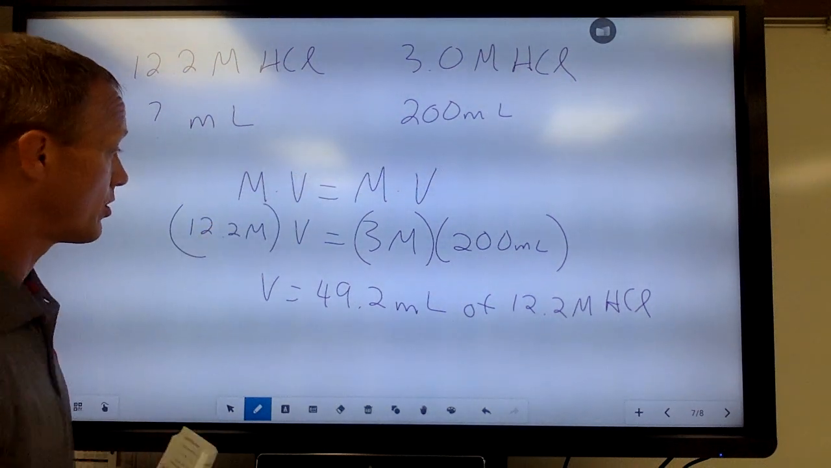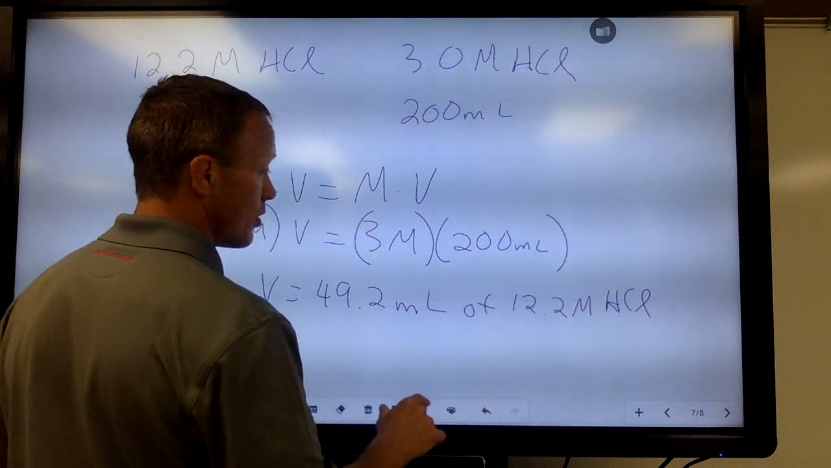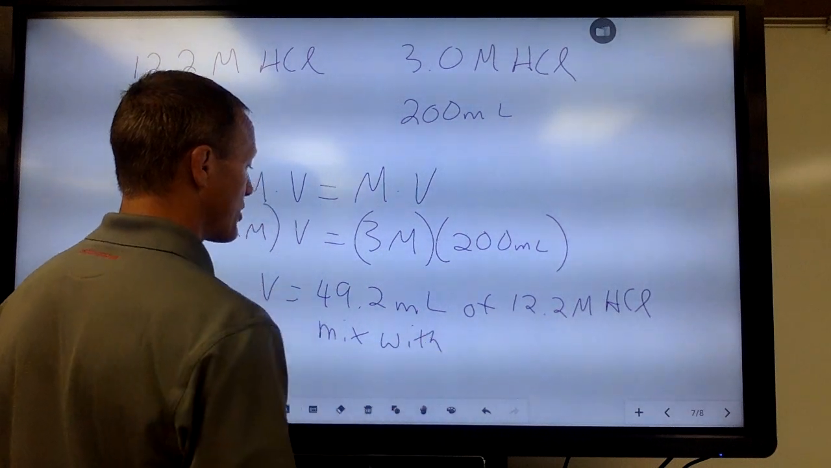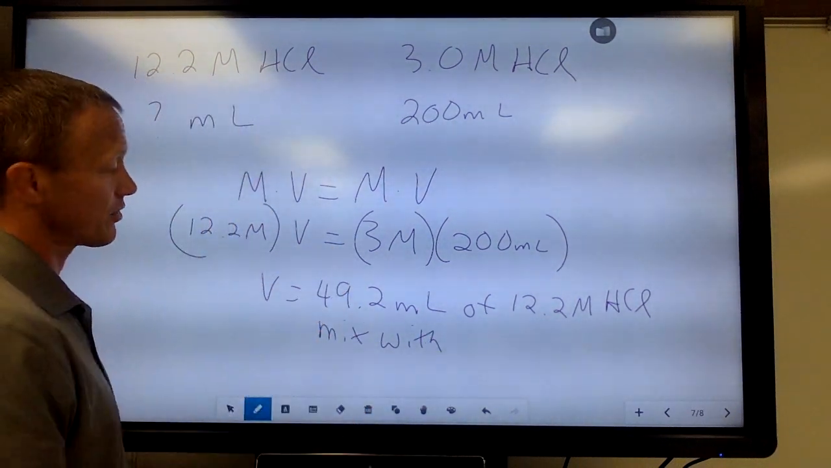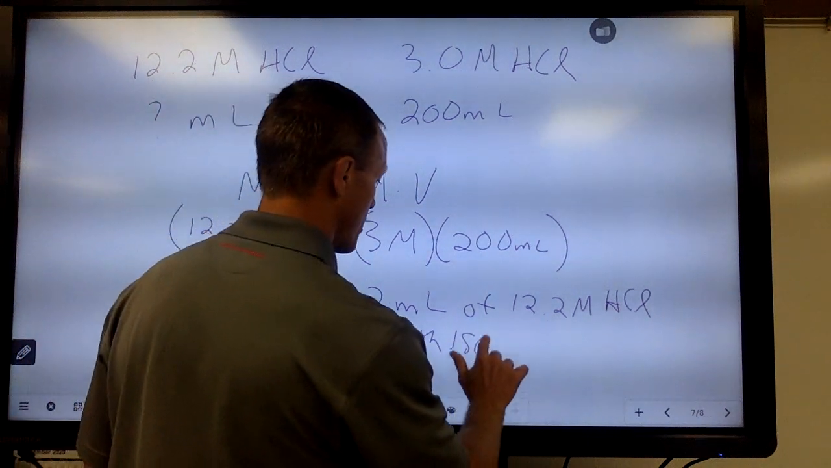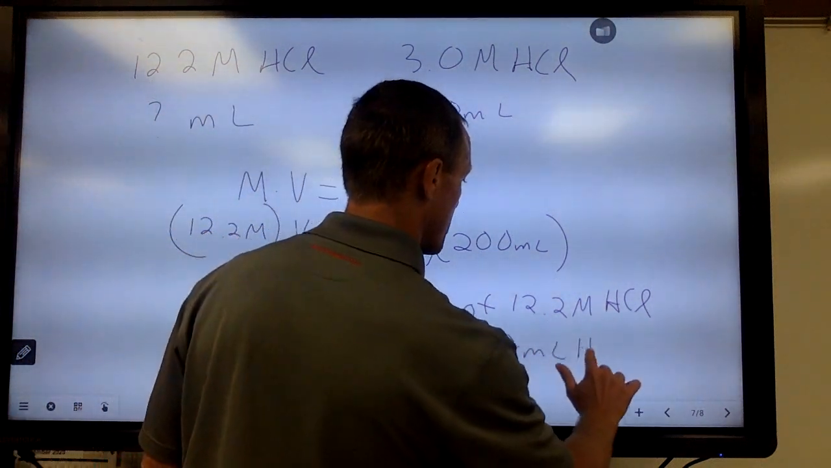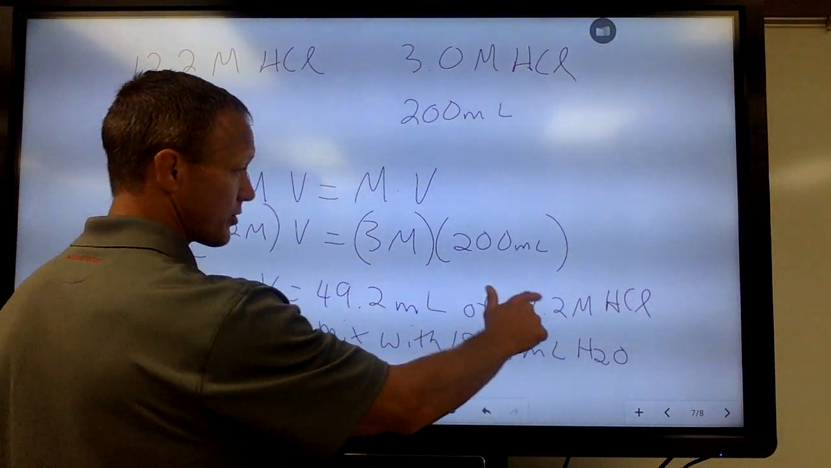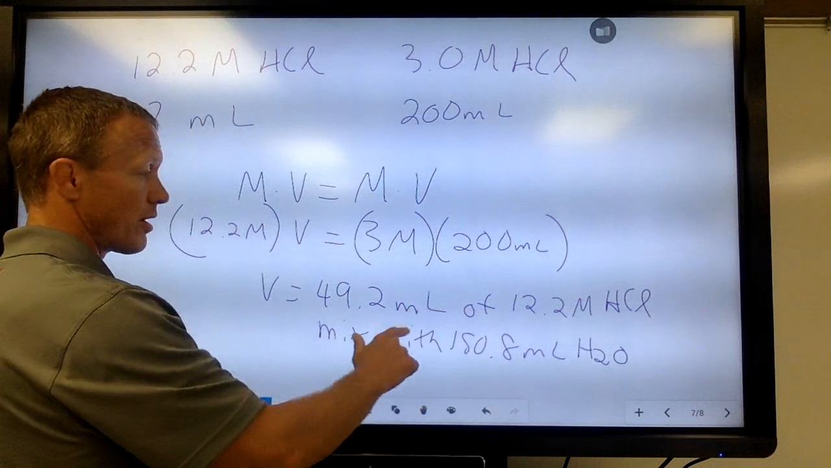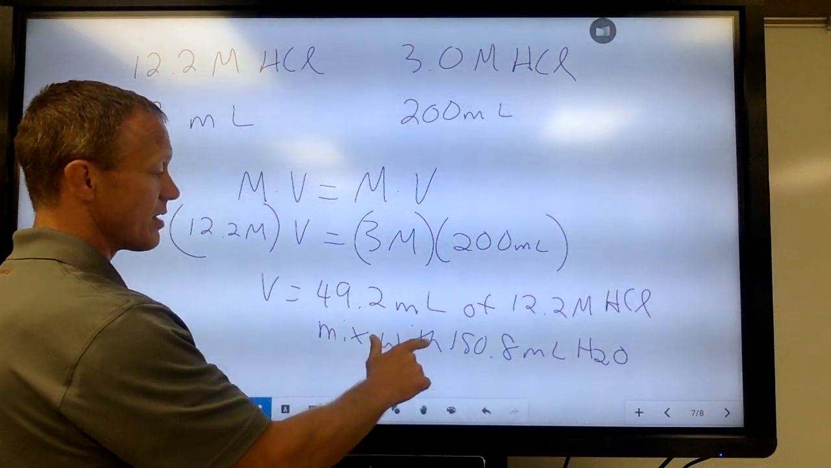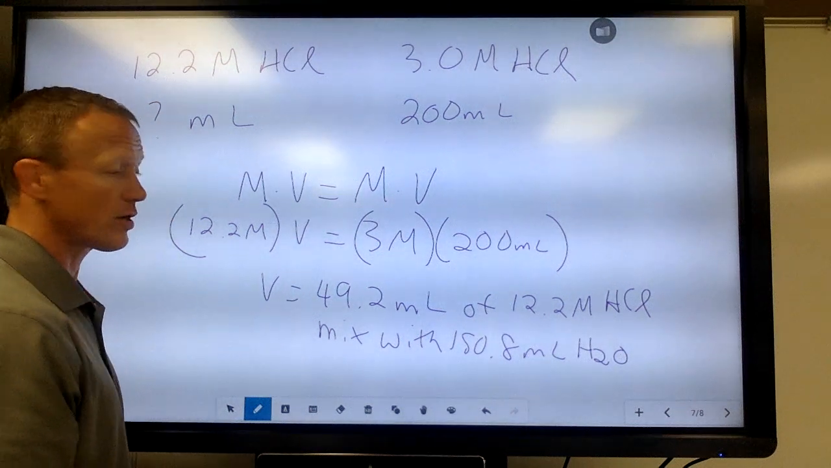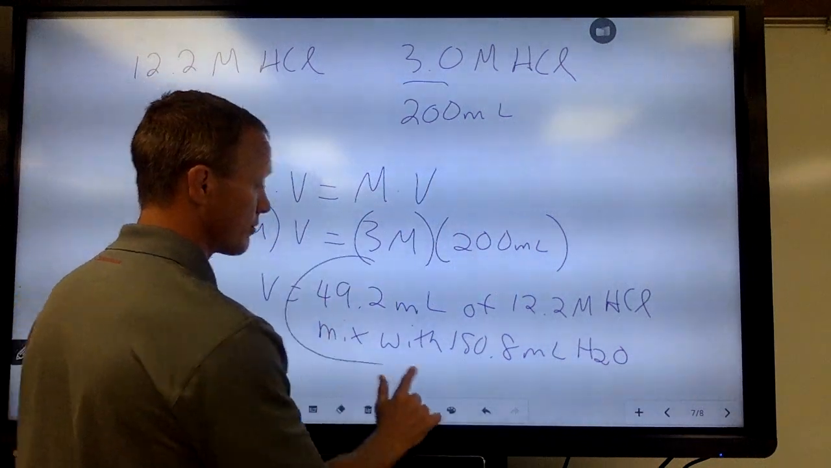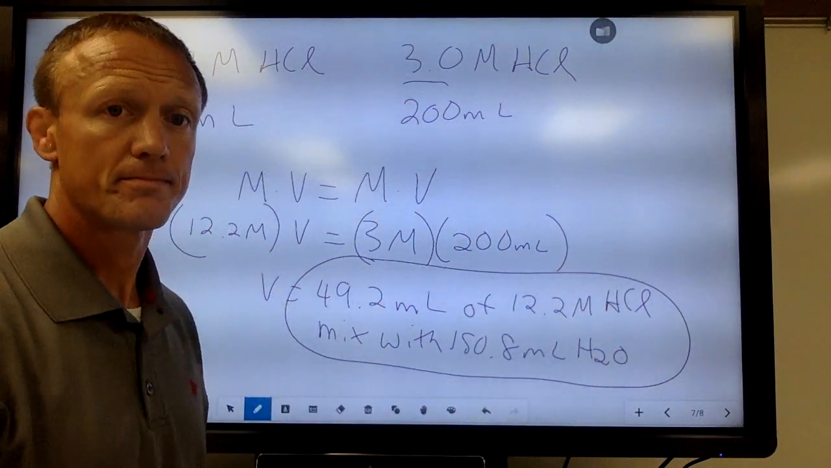Now, obviously you need some water in there. So you would take this and mix with, remember, acid into water, whatever 200 minus 49 is. So 150.8 milliliters of water. So I would get 49.2 milliliters of 12.2 molar HCl and mix it with 150.8 milliliters of water. That would give me 200 milliliters of solution, and it would now be 3 molar concentration. Again, that's called a dilution problem. That's it.